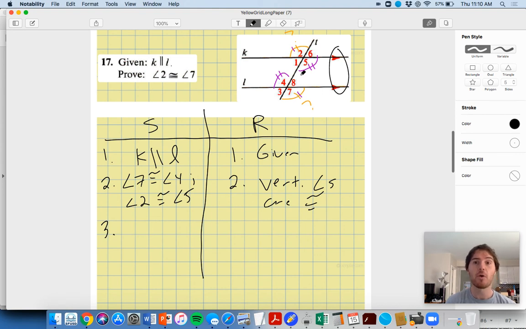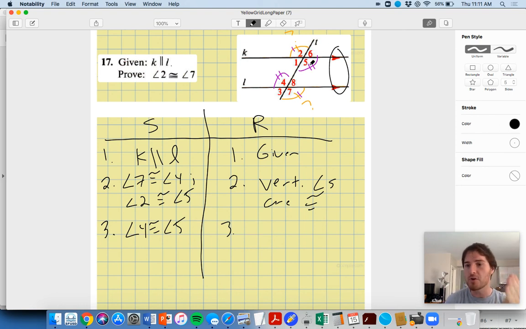So now we've got 7 and 4. We're going to connect 4 and 5 right now, right? We want to connect 2 and 7. We can connect 4 and 5, and 4 and 5 are connecting 2 and 7. Very good. We can say that angle 4 is congruent to angle 5. Why can we say that? Let it flow. Finish this puzzle on out.